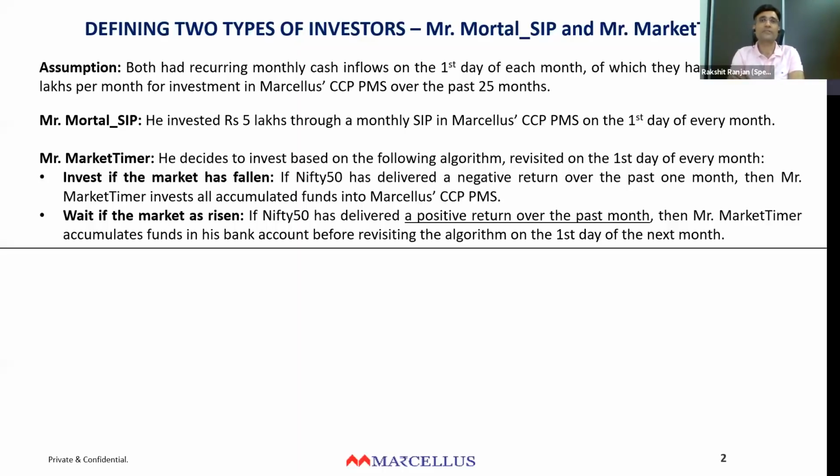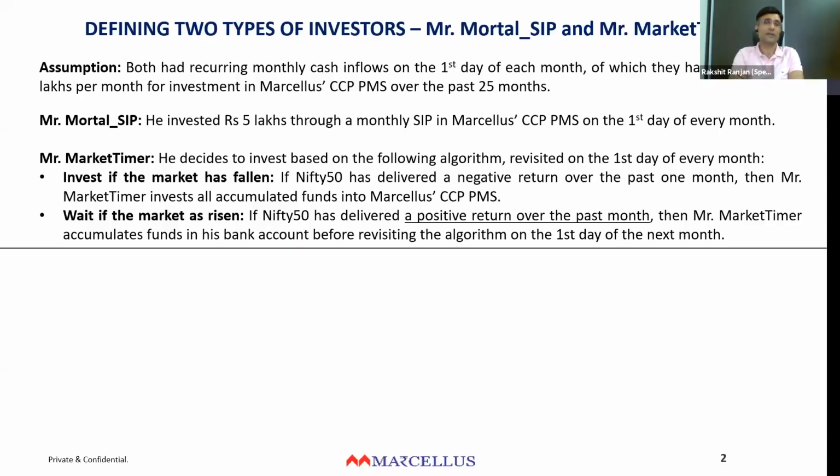Whereas Mr. Market Timer follows an algorithm, right, which he revisits on the first of every month. So the algorithm says that you should invest if the market has fallen recently, and you should wait if the market has risen recently, right? So what is the definition we've used here for market fall? So let's say on the first of every month when cash inflow comes in, if Nifty 50 has delivered a negative return over the last 1 month, then Mr. Market Timer decides to allocate the 5 lakh rupees received in that month and any other accumulated funds that he had into Marcellus's CCP PMS.